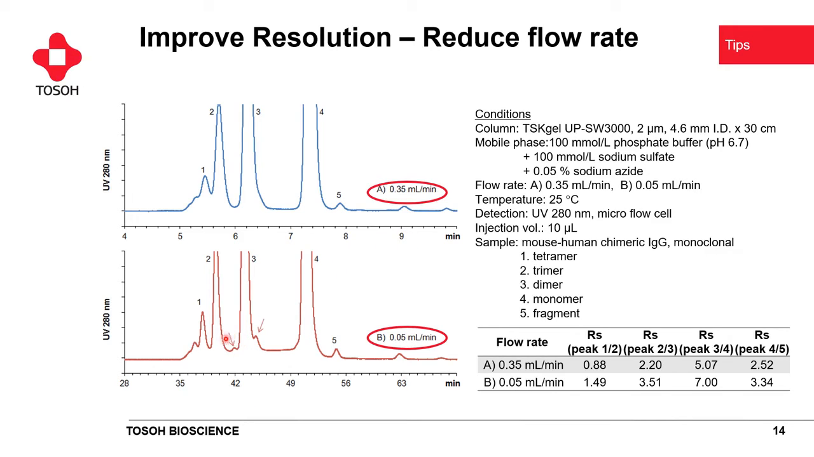Because again, what we see is a better separation of impurities that were not visible with the higher flow rate. And this is also displayed in the resolutions that we get between peak 1 and 2, for instance, where we have a much better resolution here as compared to the high flow rate. And this is true for all the different separations of the different peaks.